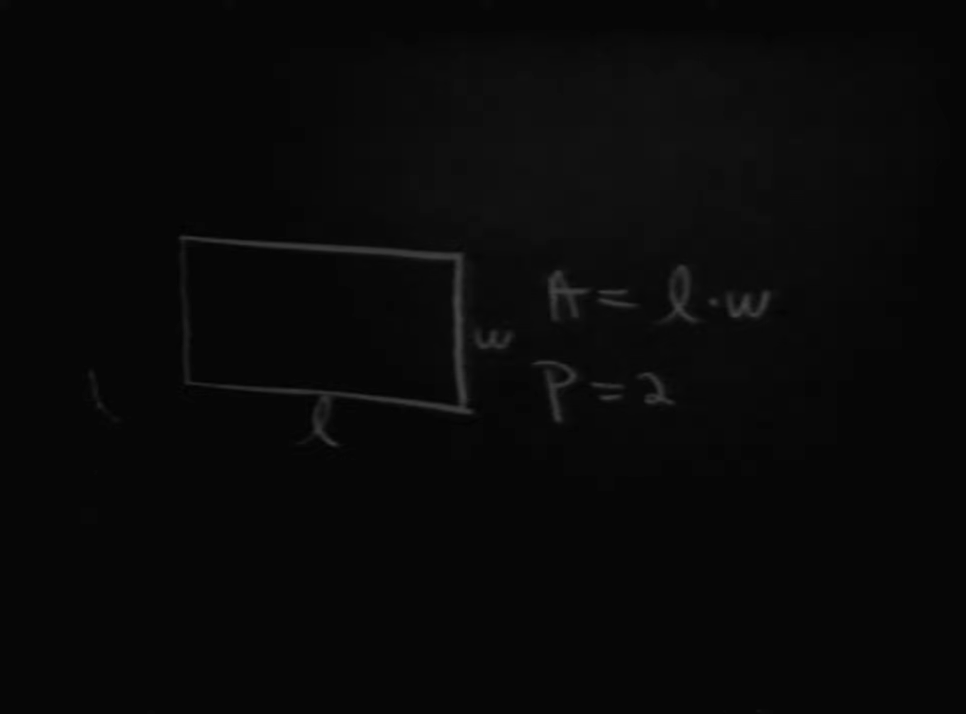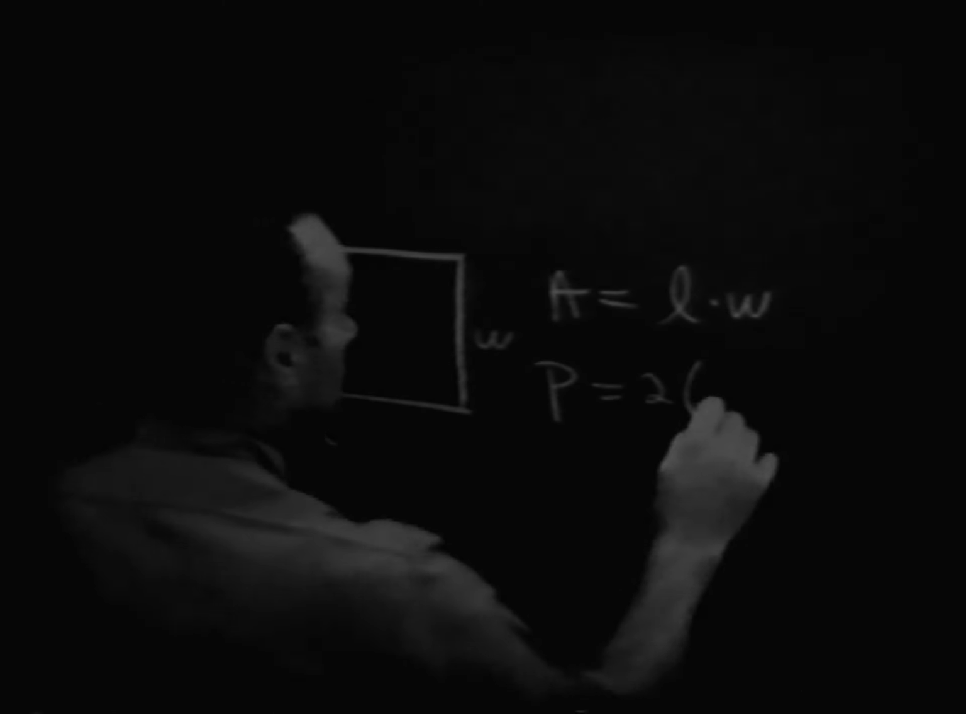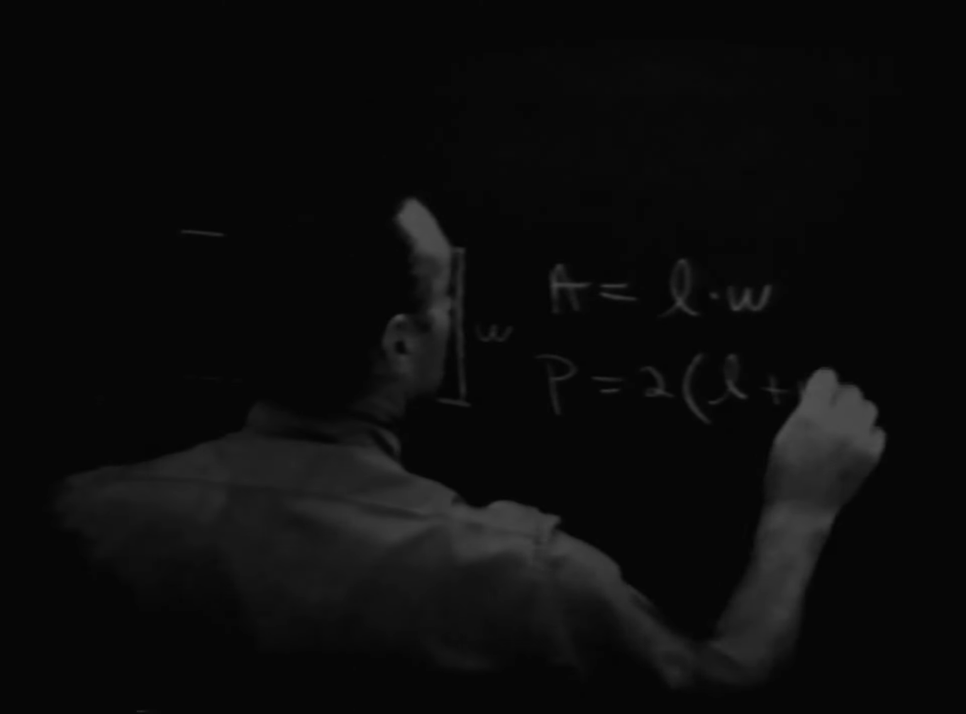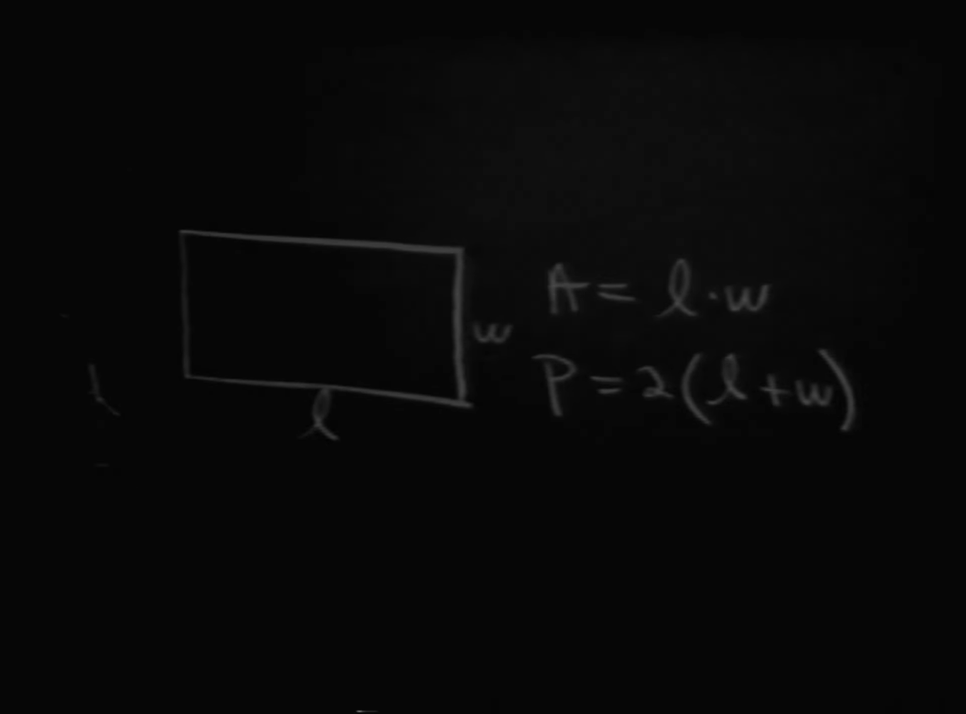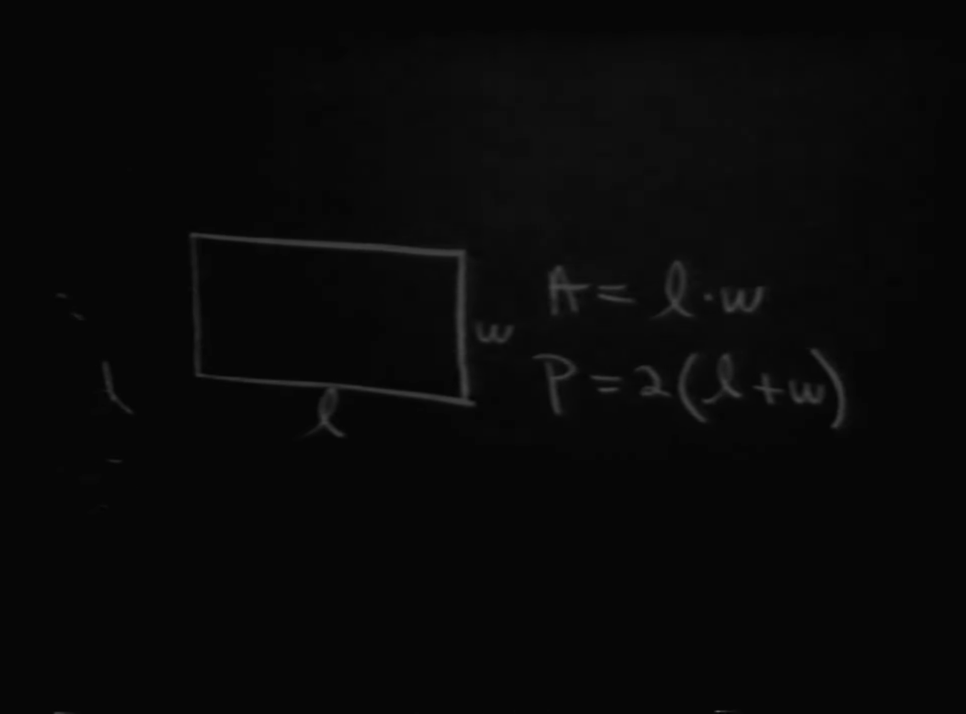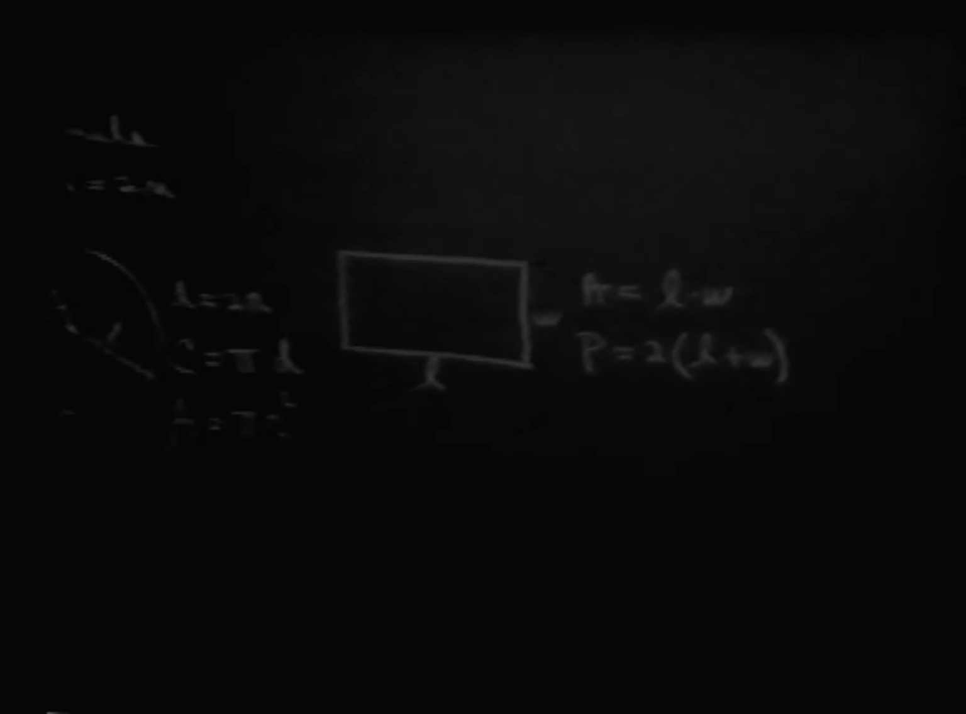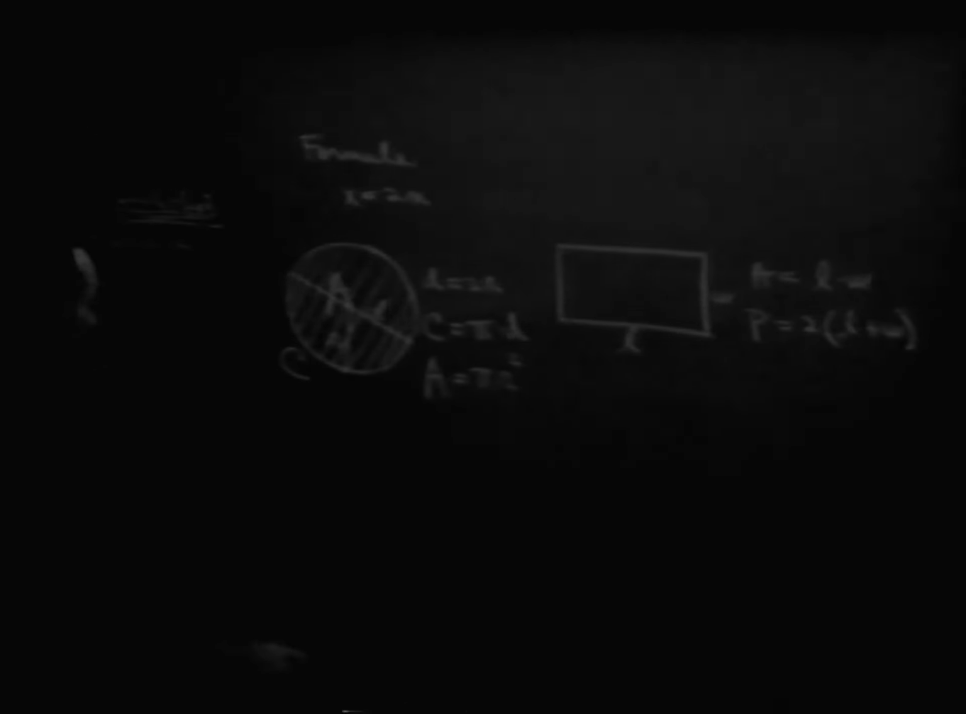2L plus 2W. Can anyone give me another way in which I may write that? Ken? 2 times L plus W. All right, 2, and I think what you implied by that was parentheses, one of those grouping symbols, of L plus W. Is that right? Okay.